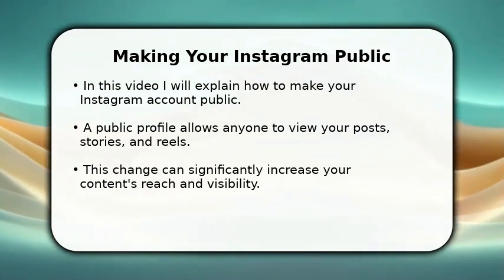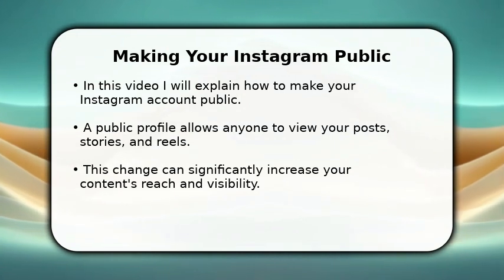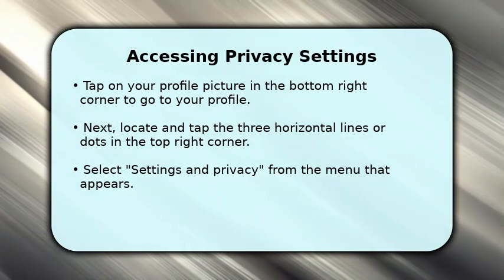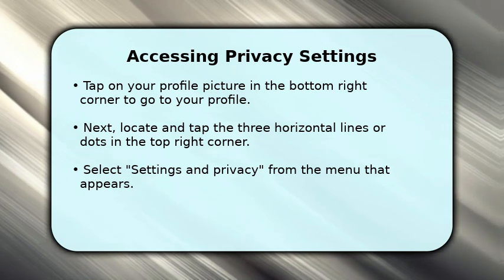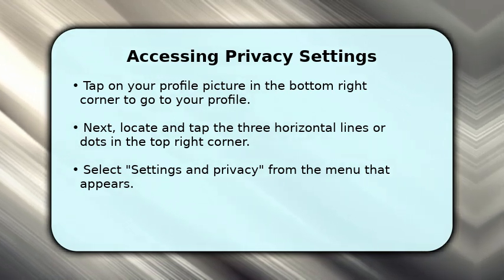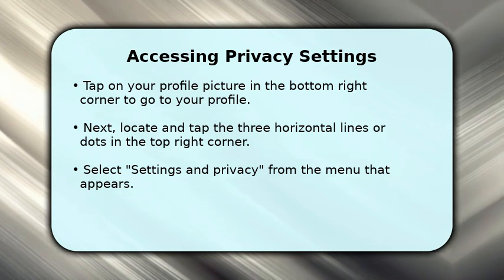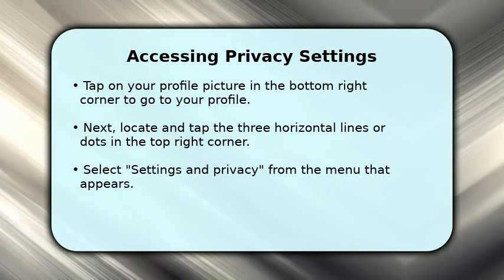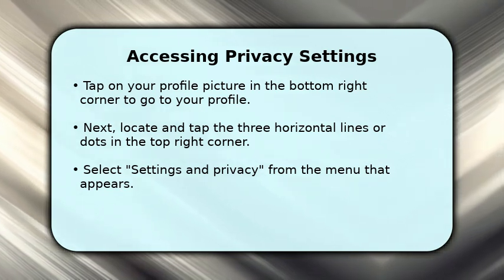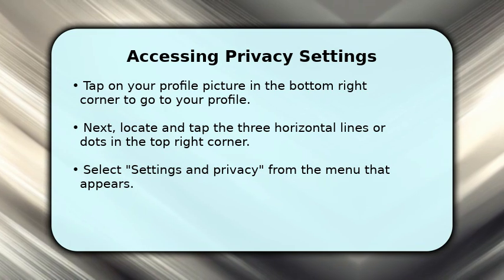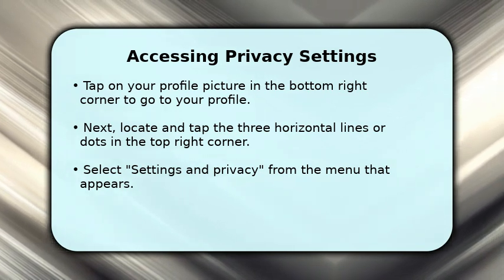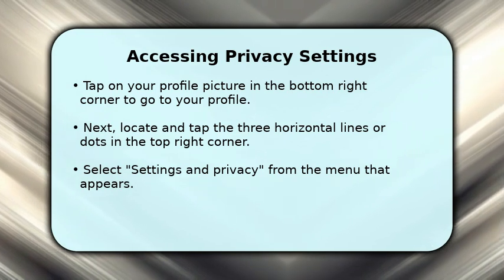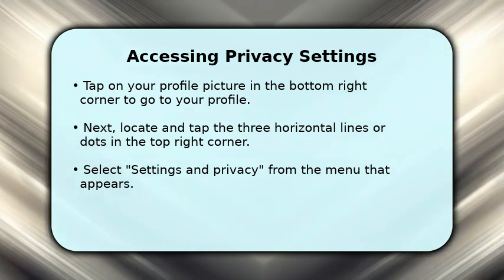Let's get started by opening the Instagram app. Once you are on your profile page, look for the three horizontal lines or dots located in the top right corner of your screen. Tapping this icon will open a side menu with several options. From this list, you will need to select Settings and Privacy. This is where you can manage various aspects of your account, including your privacy preferences. It's a crucial step to access the necessary controls.